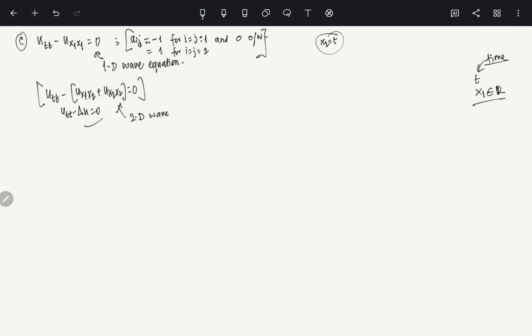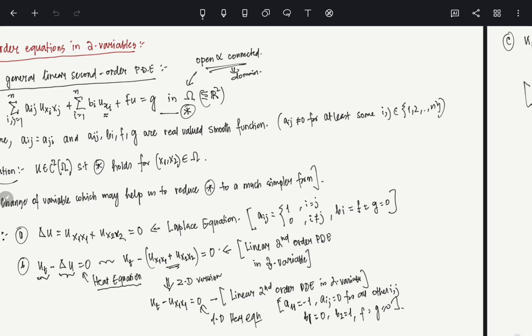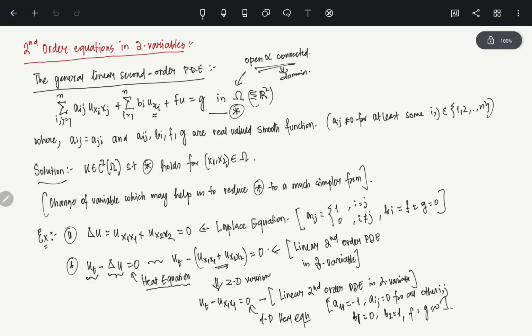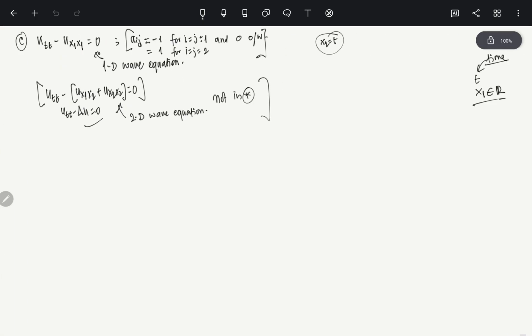Why two-dimensional? Because the space variable is two-dimensional. But this does not form in star, not in star, because in star the total number of dimensions is 2, whereas this is 3 dimensions, meaning the total number of dimensions is 3. So that's about it.